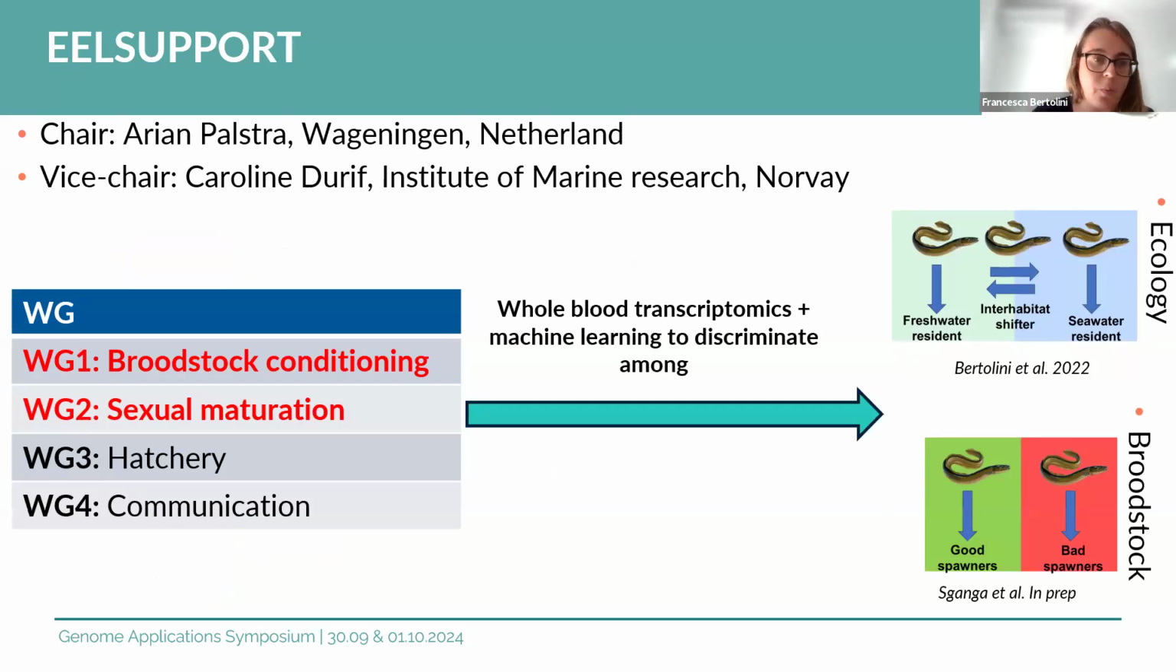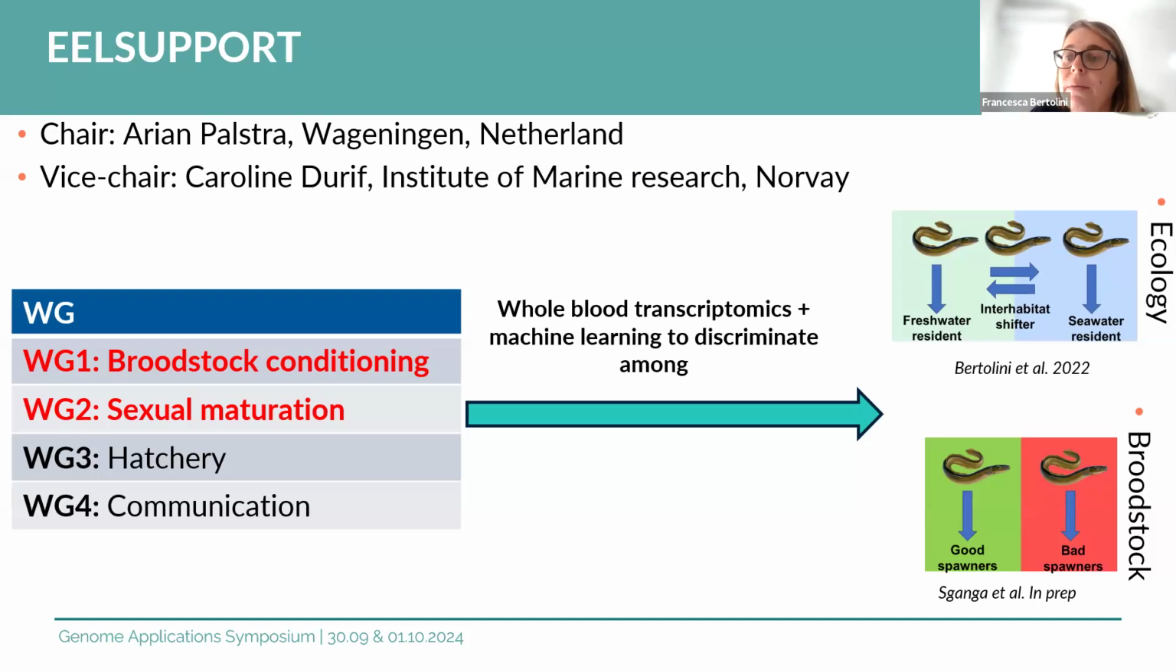COST Action has four work packages, and they are really linked to the different steps that are important to close the life cycle. But I want to focus on the contribution that, for example, transcriptomics can give, and is giving, to the first two work packages, root scar conditioning and sexual maturation. In fact, we have shown that whole blood transcriptomics, at least a little bit of blood, not that much, combined with machine learning, is able to answer and discriminate among different questions, both at the ecological level, so to better understand the migration behavior of eels, to discriminate between animals that are shifting between habitats and animals that are stationary in the same habitat, and it can also be applied in aquaculture.